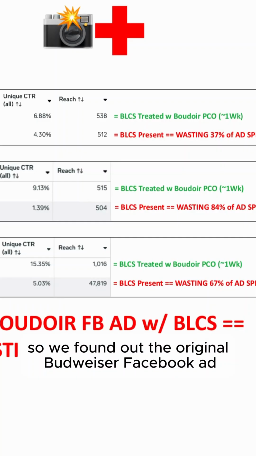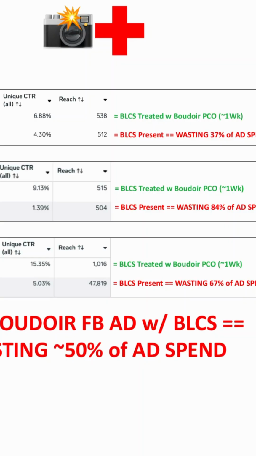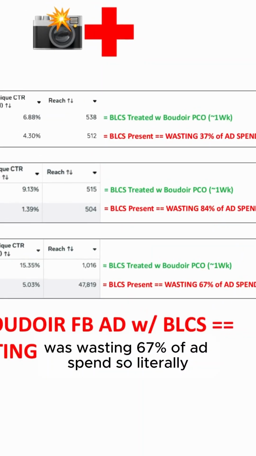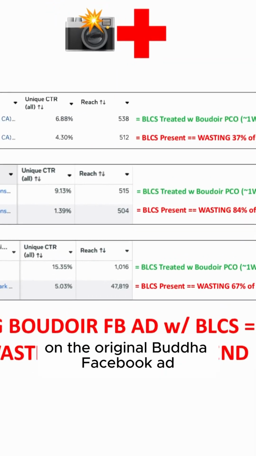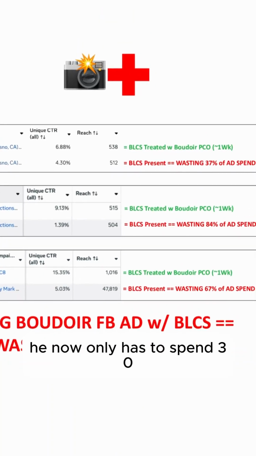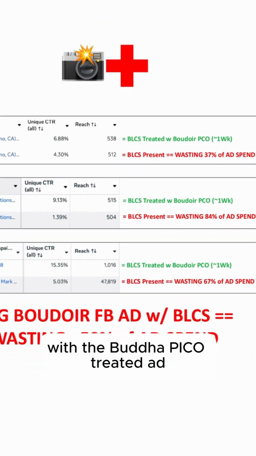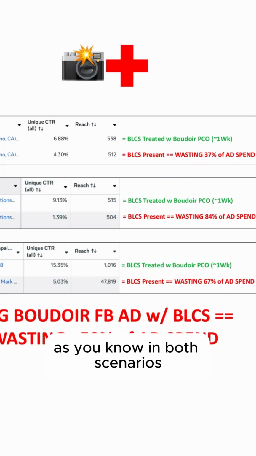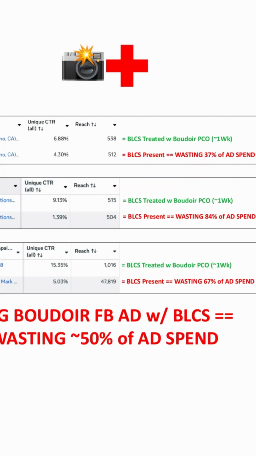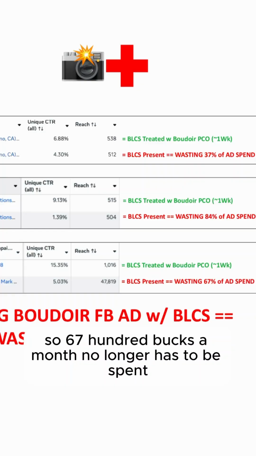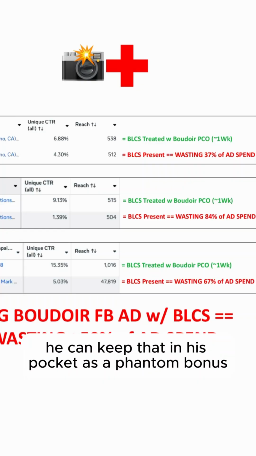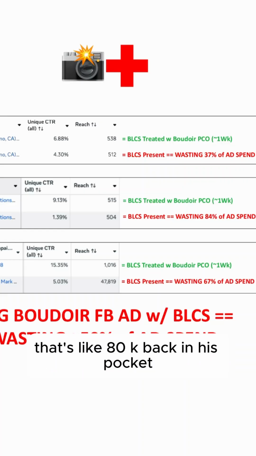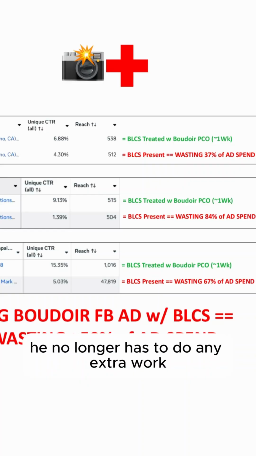So we found out the original Boudoir Facebook ad was wasting 67% of ad spend. So literally, if he spent 10 grand a month on the original Boudoir Facebook ad, he now only has to spend 3,300 bucks a month with the Boudoir PCO treated ad to get that ad into the same number of women's brains in both scenarios. So 6,700 bucks a month no longer has to be spent. He can keep that in his pocket as a phantom bonus, and that's perpetual. Over the next 12 months, that's like 80K back in his pocket, and he no longer has to do any extra work.